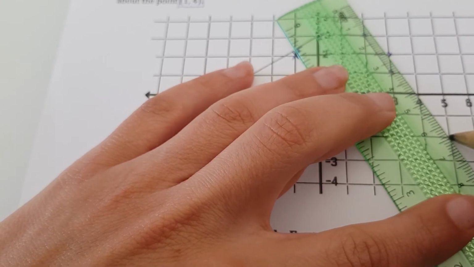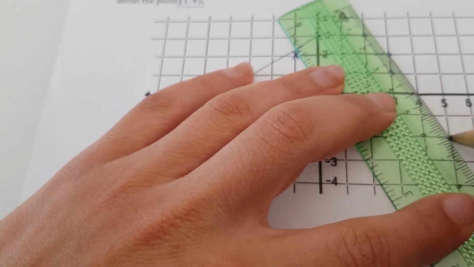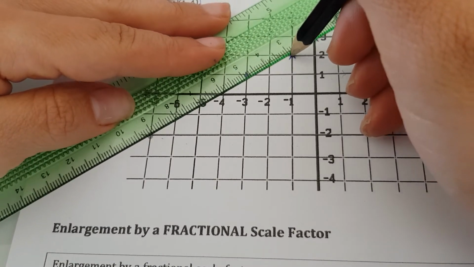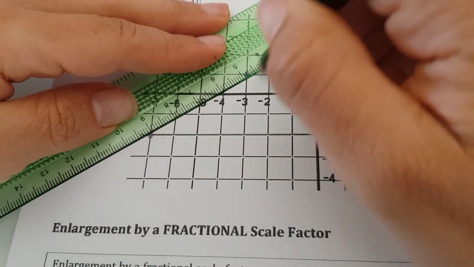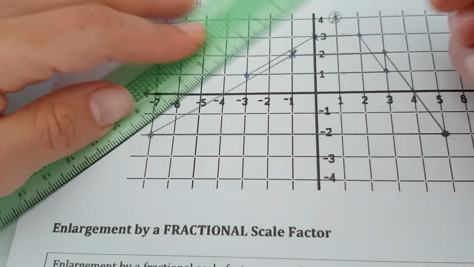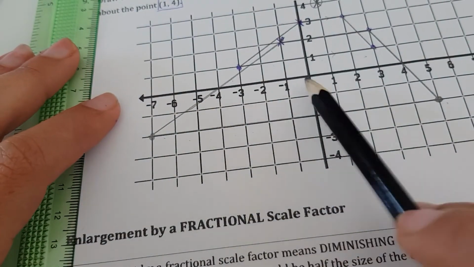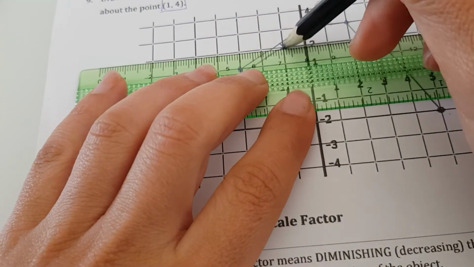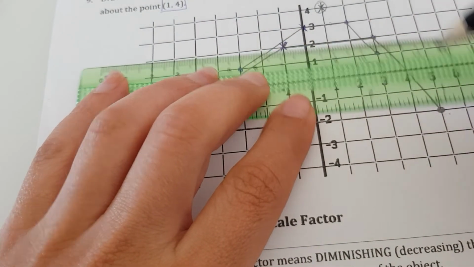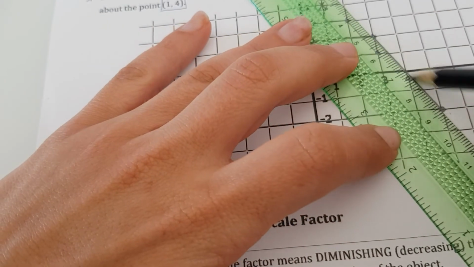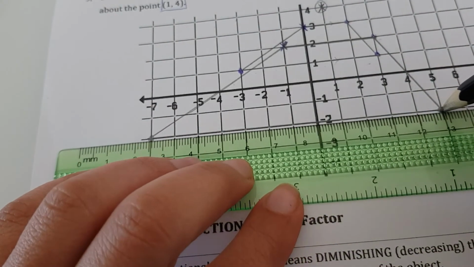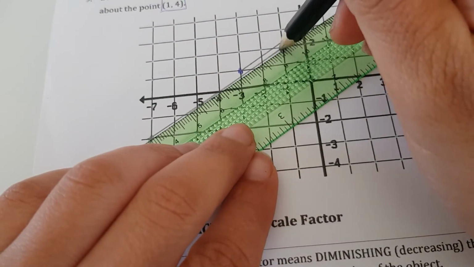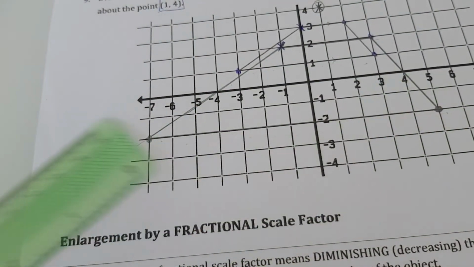And join with the other points. Okay, you're going to have one shape in another shape. Don't get mixed up. And there is our new trapezium. Okay, that's one side. That's the other side. This is the bottom side, and this is the other side. Okay.